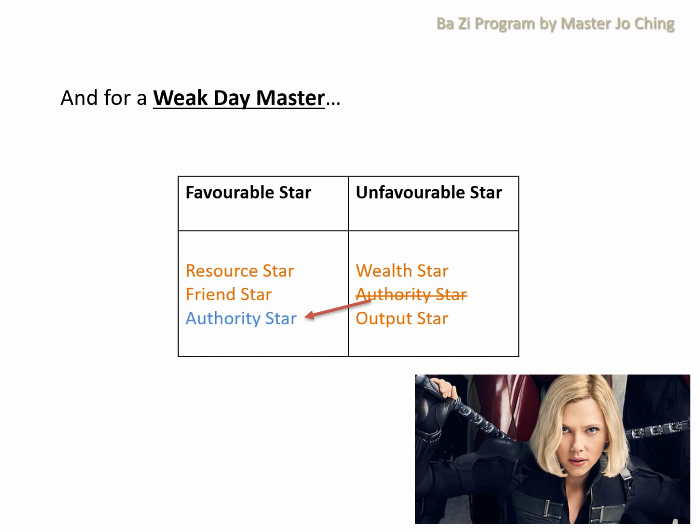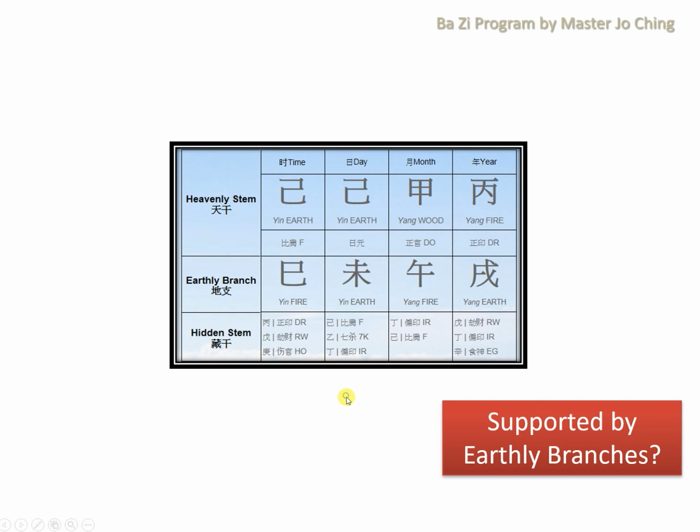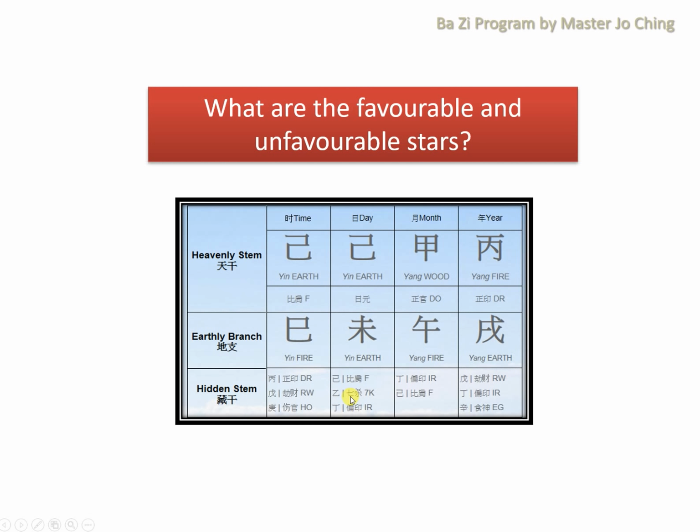So let's recap the first 3 steps of my Bazi SOP. First thing first, we ask ourselves, are you born in season? Next, we ask ourselves, are you supported by earthly branches? Are you supported by heavenly stems? And then from there, you find out what kind of day master you belong to. There are only 4 types, remember: you are strong, you are weak, you are follower, or you are vibrant. There's no such thing as you are strong but not so strong, or you are weak and not so weak.